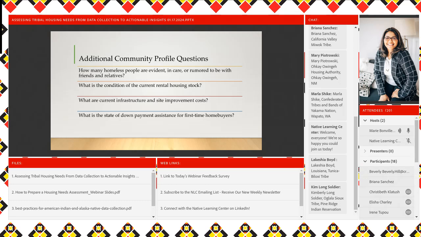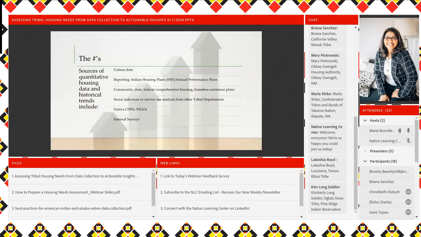as to what this would mean for planned community efforts, right? Additional community profile questions could look like, how many homeless people are evident in households, in care, or rumored to be with friends and family. This is one that comes directly from a Native housing needs assessment, written very differently than in a non-Native community. What is the condition of the current rental housing stock, and so on. So these are just additional community profile questions that you can look over and determine what might be right for you.